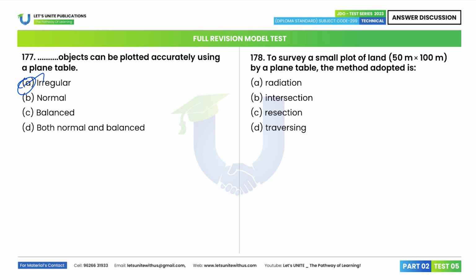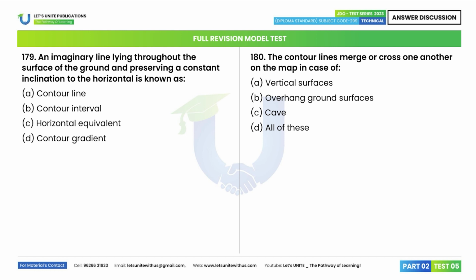Next, 178. To survey a small plot of land 50 meter by 100 meter by a plane table, the method adopted is, for 50 meter by 100 meter, we can do it by the radiation method. Option A. Next, 179. An imaginary line lying throughout the surface of the ground and preserving a constant inclination to the horizontal is known as contour gradient. Option D. Next, 180. The contour lines merge or cross one another on the map in case of vertical surface, overhanging ground surface, all three come. So option D, all of these, the correct answer.